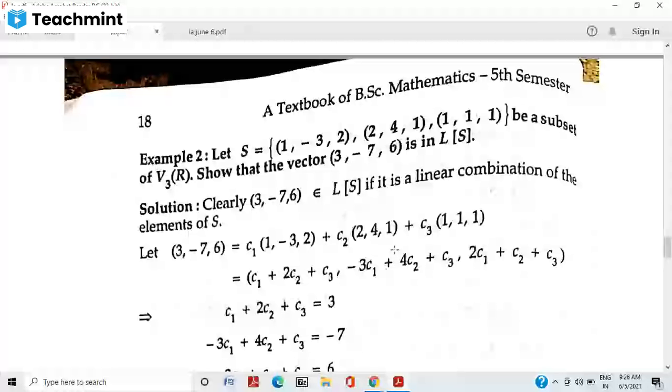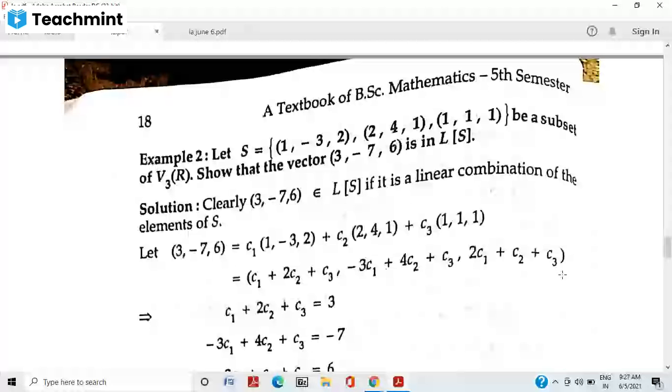Add all of them, then what do we get? The first element is C1 plus 2C2 plus C3. Second element, what do we get? Minus 3C1 plus 4C2 plus C3. Then the third one, 2C1 plus C2 plus C3.